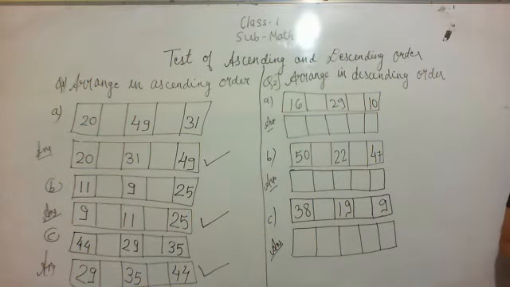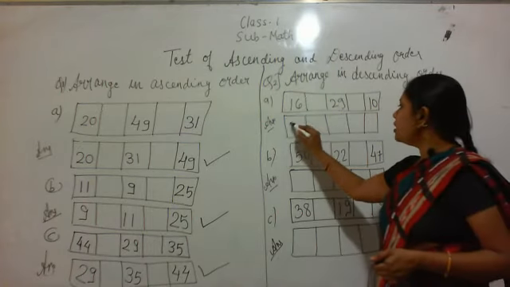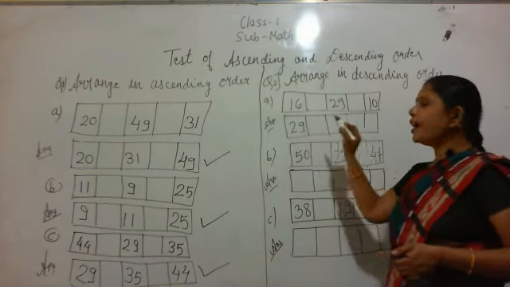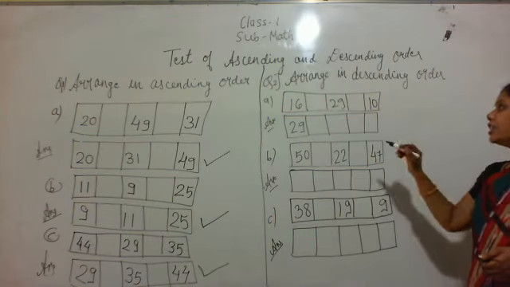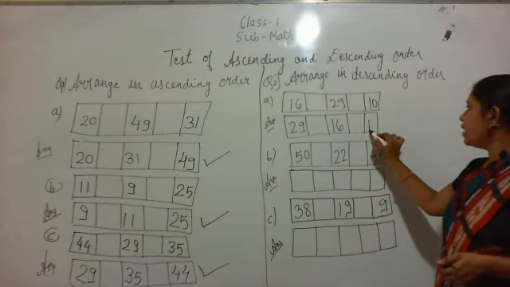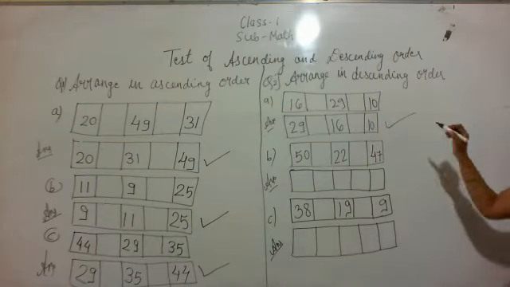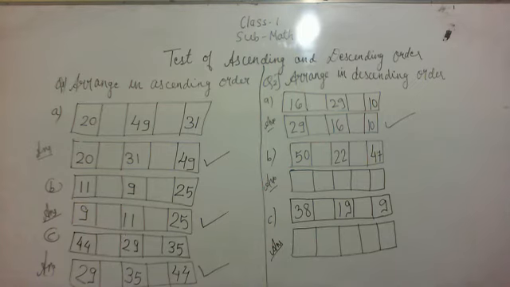So in descending order, how do we arrange the numbers? In descending order, we arrange numbers from largest to smallest. So first we will write the largest number. So the largest number will be 29. The next number 16 and the smallest number at the last 10. If your answer is correct, put right.